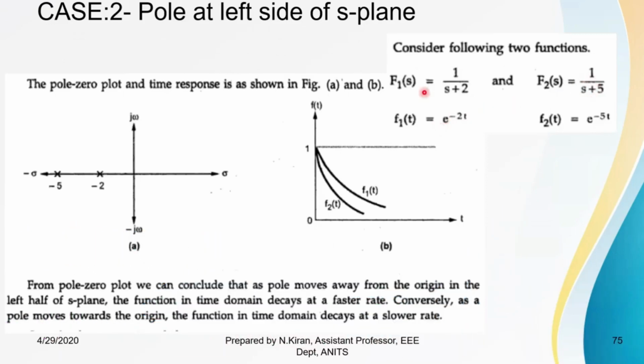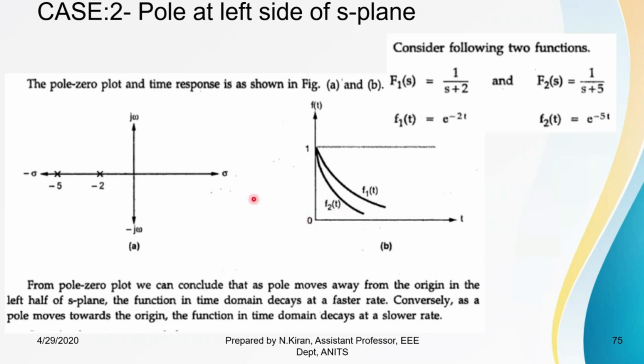So here, upon inverse Laplace, we get f1 of t is e power minus 2t and f2 of t is e power minus 5t. As you can see, I have a pole at minus 2 and a pole at minus 5. In both cases the function will be exponentially decaying, but we can observe that the farther I go from the origin, the decay is at a faster rate.